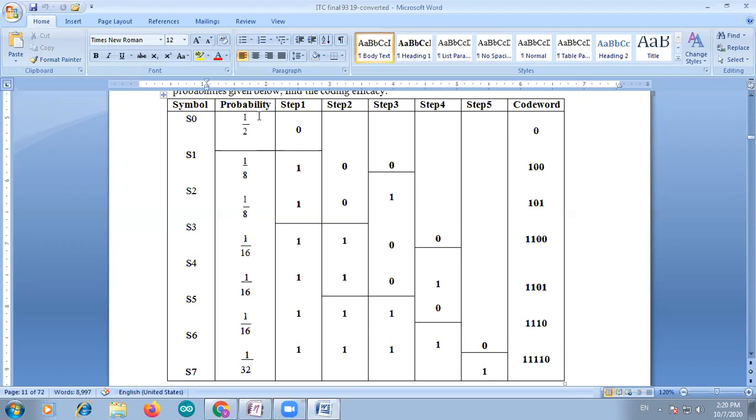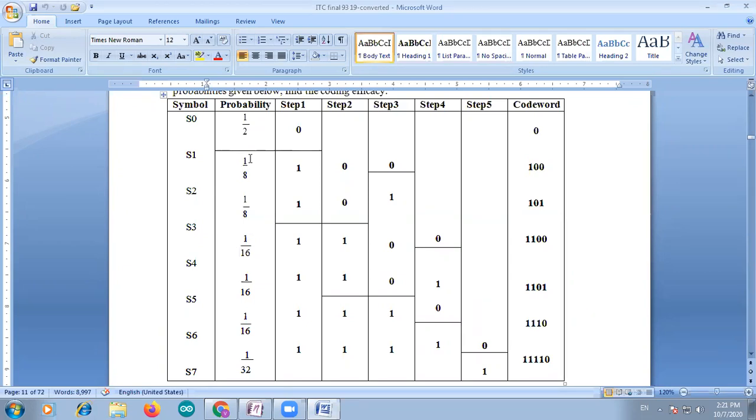Now, probabilities are written the same. Then divide the probabilities into two groups. How is it? Sigma pi is equal to 1. When sigma pi is equal to 1 and the first symbol probability itself is 0.5, then all the remaining symbol probabilities should sum to 0.5, because sigma pi is equal to 1.